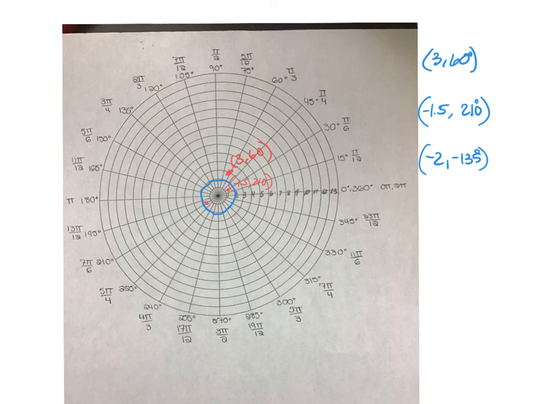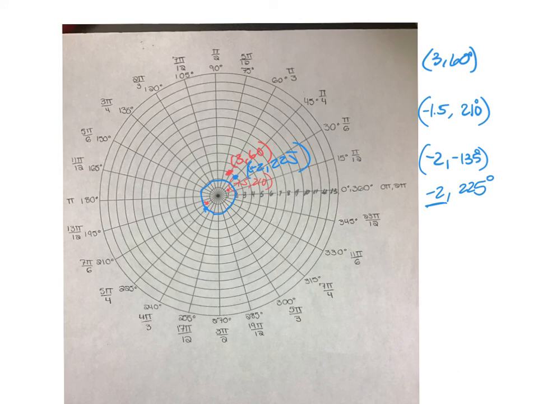So let's think about this. Negative 2, negative 135 is negative 2, what was it? 225. Positive 225. Do you see how that's the same thing? Yeah. Okay. So we go to 225, which is right here, but we had a negative 2, so what do we have to do? Cross the bridge. And it would be right here.